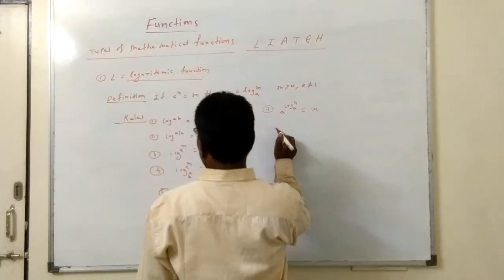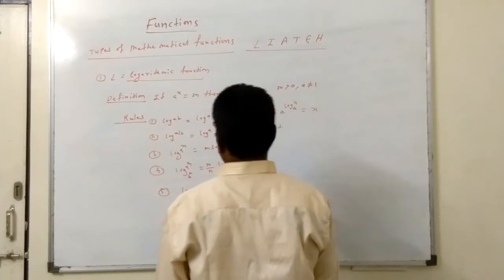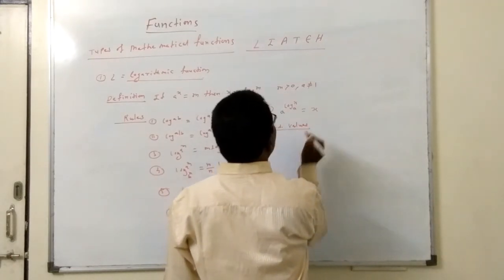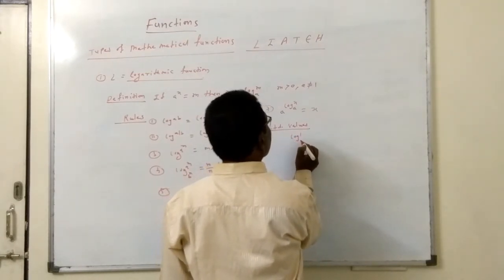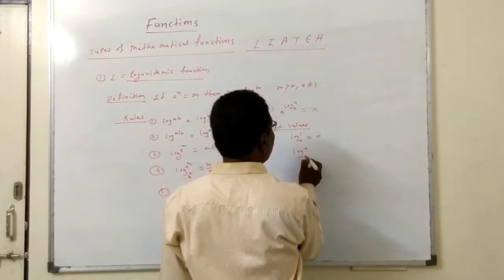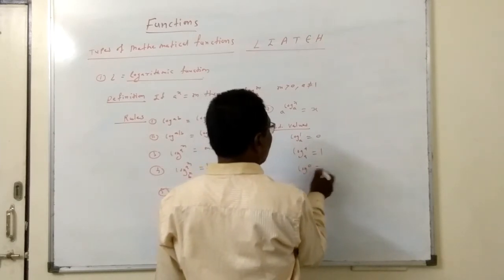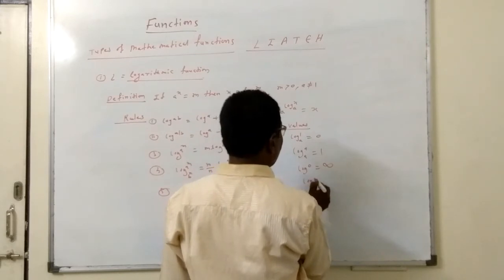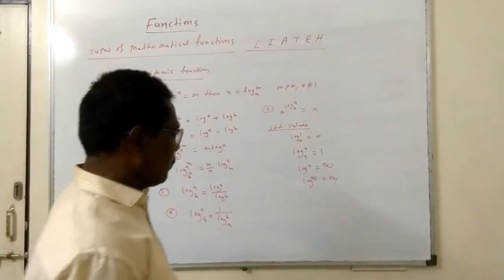Then some standard values you want to keep in mind. These are the standard values used in the logarithm. What are the standard values? Log 1 is 0, whatever the base. Log a base a is equal to 1. Log 0 is not defined, a very large negative value. Similarly, log infinity is also infinity.